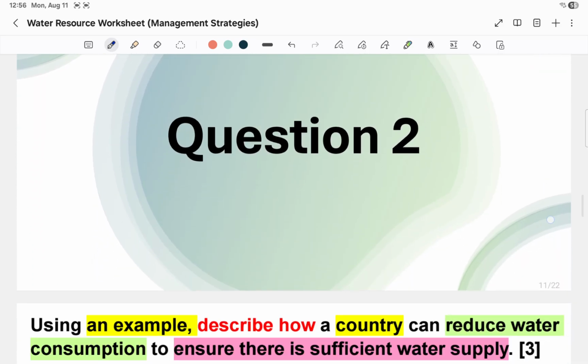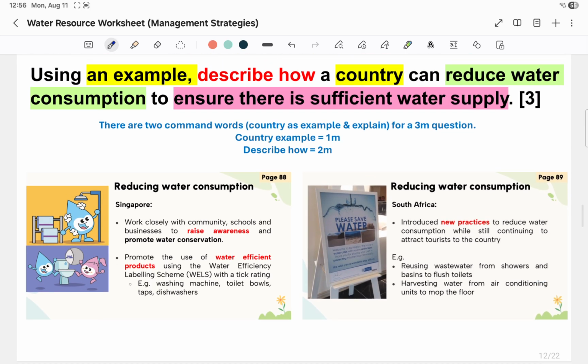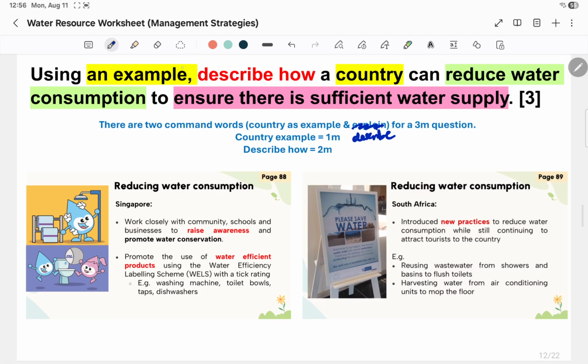Now for the next question, it looks very simple and very straightforward, but actually there are 2 command words within the question. So the first command word here is to get you to use an example, and this example has to be an example from a country. So if you tell me things that are done by individuals, for example, I use a bucket when I am brushing my teeth, or I am reusing the water that I've used to wash rice to water the plant. Yeah, but those are done by individuals, you see. I want something on a bigger scale.